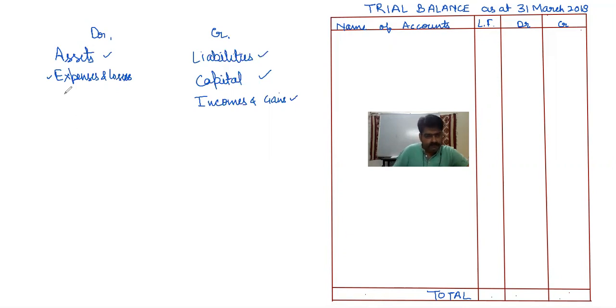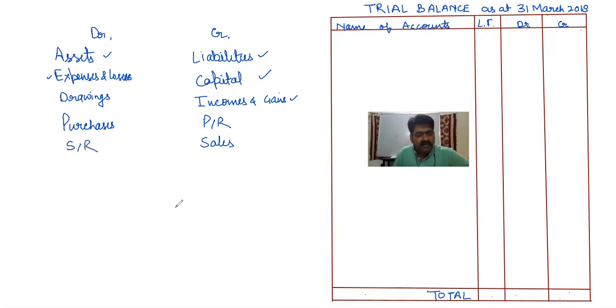Okay. Apart from this, drawings will also come in debit side. Now you see purchases. At the time of journal entry, we have always debited purchases. So purchases will come in debit side, and purchase return we have always credited. So this treatment will come in credit side. Same way, sales we have credited in all the journal entry, if you remember. So sales will come in credit side, and sales return we have debited in all the journal entry. So sales return balance will come in debit side. Okay. So like this, we will prepare trial balance.